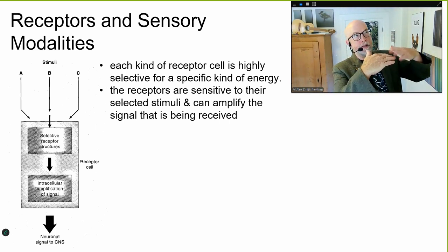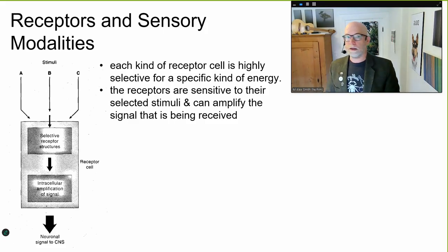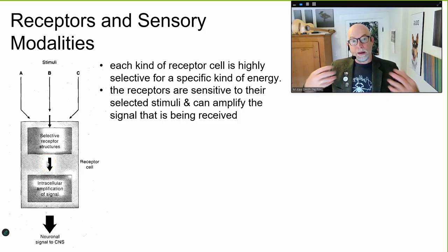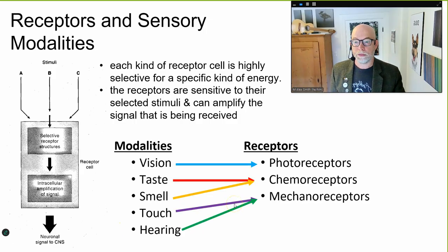kind of different overlapping gaps in your chitinous exoskeleton that are kind of wrapped in a receptor cell that then can be amplified intracellularly and transmitted on into a neuronal signal to the central nervous system.